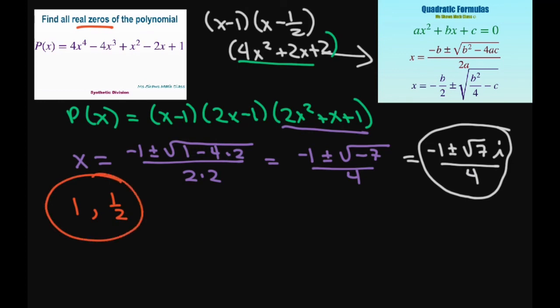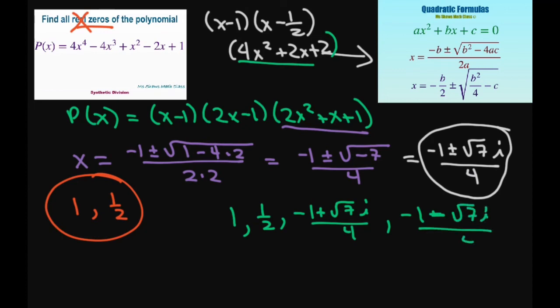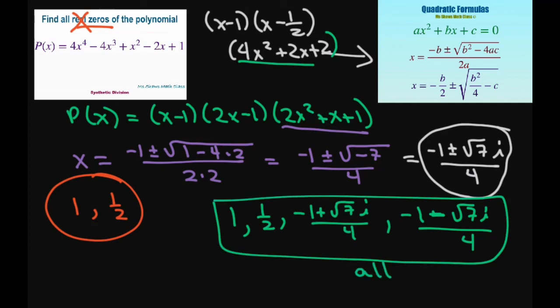If they took away the real and they just said all zeros, then you would do all of them. You would do 1, 1/2, negative 1 plus square root of 7i divided by 4, and negative 1 minus square root of 7i divided by 4. This would be for all zeros, because that includes complex. This is just all real zeros.